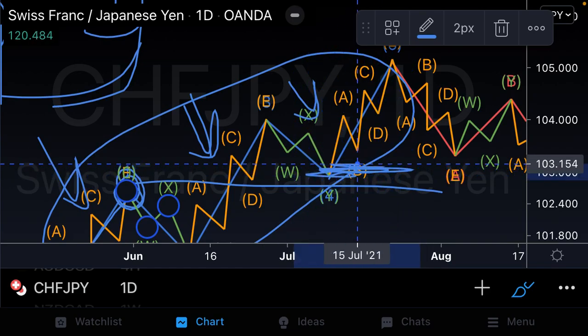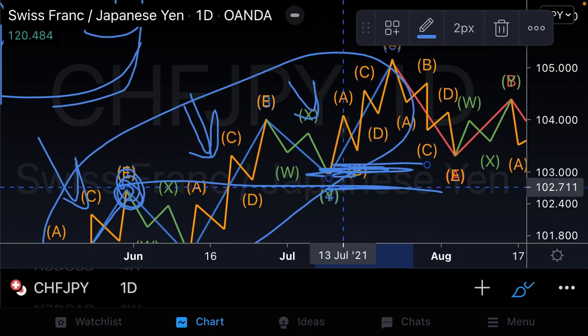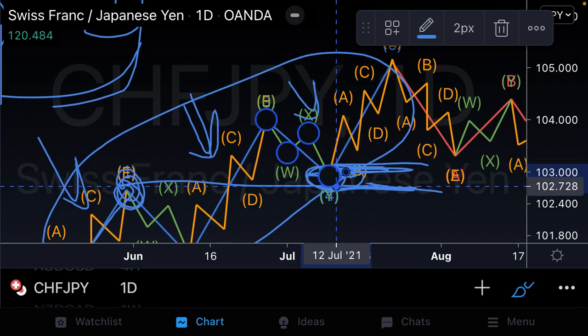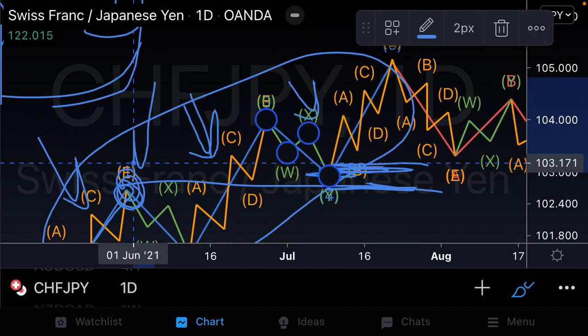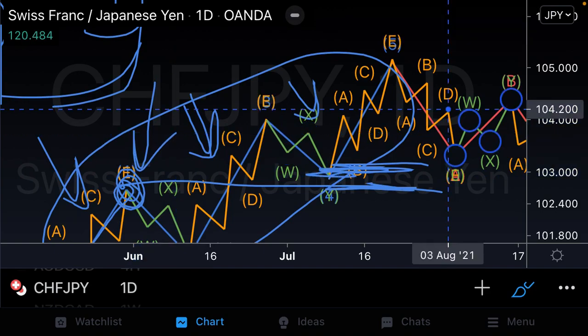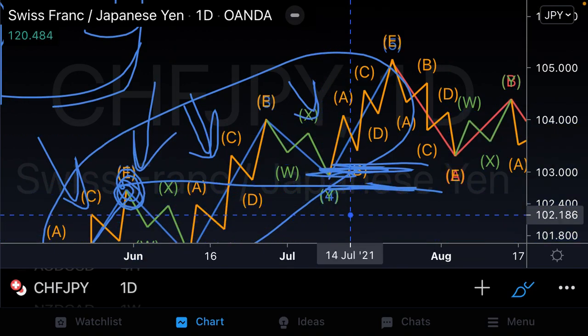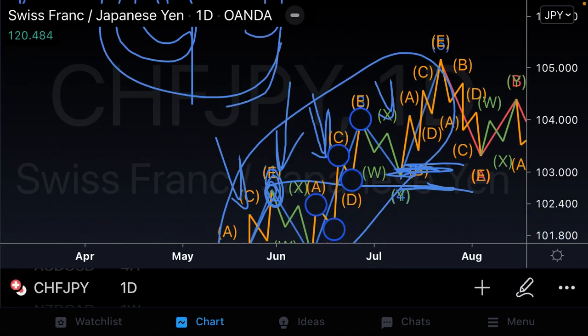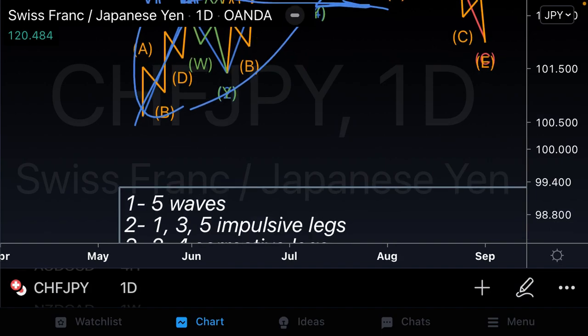See where our wave number 4 starts? It does not touch where wave number 1 ends. There will always be a gap in between where wave number 1 terminates and where wave number 4 begins or retraces from. So there will always be a gap. Wave number 1 and wave number 4 will never ever overlap in price.